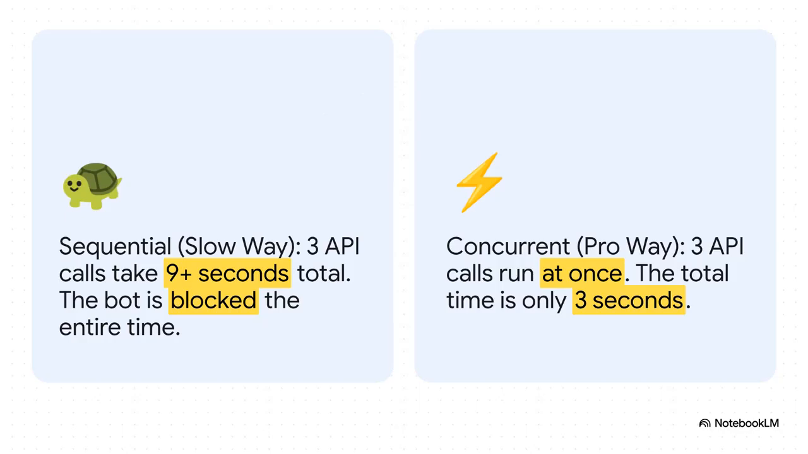The solution here is a total game changer. I mean, look at this. The slow way, the sequential way, is like doing 3 downloads one after another. If each takes 3 seconds, you're waiting 9 seconds. But the pro way? You start them all at the exact same time. The total wait time is only as long as the slowest one. We literally just turned a 9-second wait into 3 seconds. That is a massive boost.